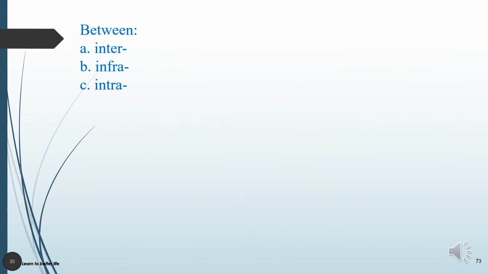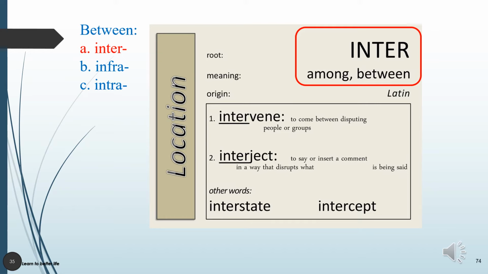Between means what? A. Inter. B. Infra. C. Intra. Between means A. Inter. Like intervene or interject.